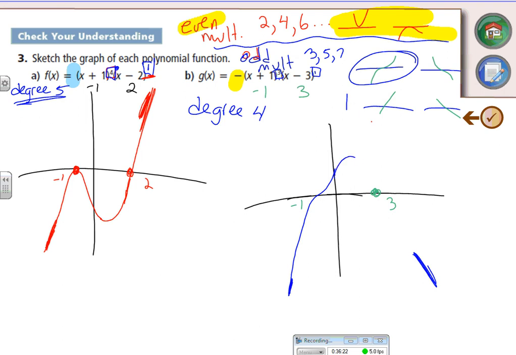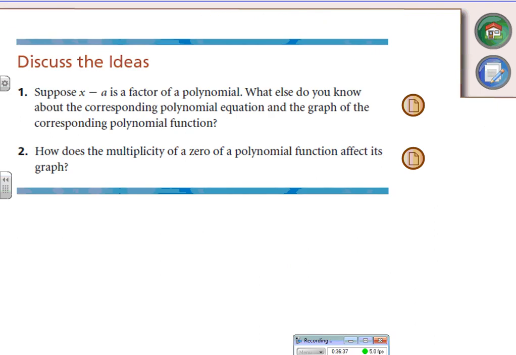Then it's got to turn back around and start coming towards the 3. Again, it's got to do something at the 3, and because it's a multiplicity of 1, it's just going to go straight on through. And yeah, it connected up to where we were at. We've got a quick sketch of what it was.